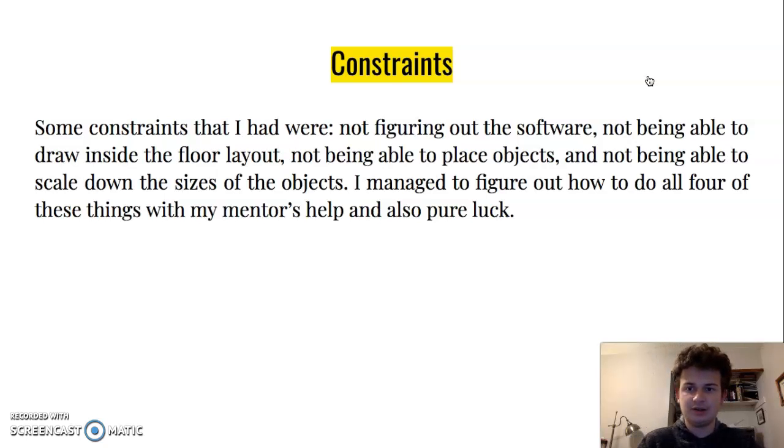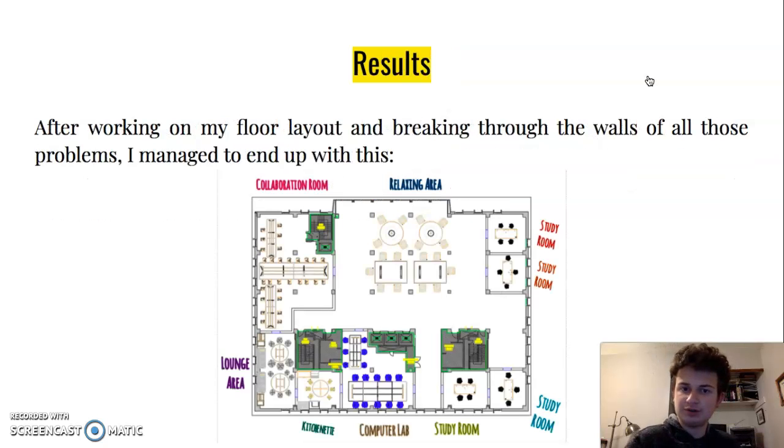And so here are my results. Like I said, after working on my floor layout and breaking through the walls of all those problems, I managed to end up with this. So before I explain everything, I think I have to say what my mentor gave me to do because I haven't really said what he's done yet. So basically, he just told me to.